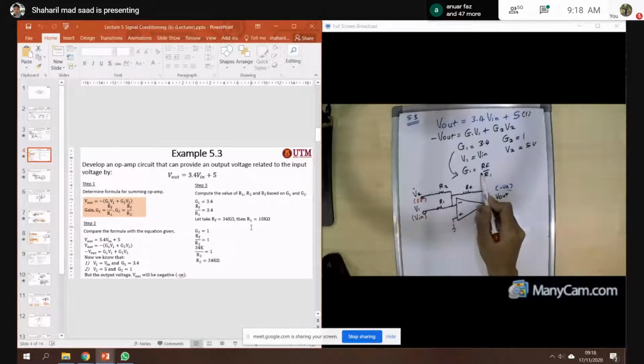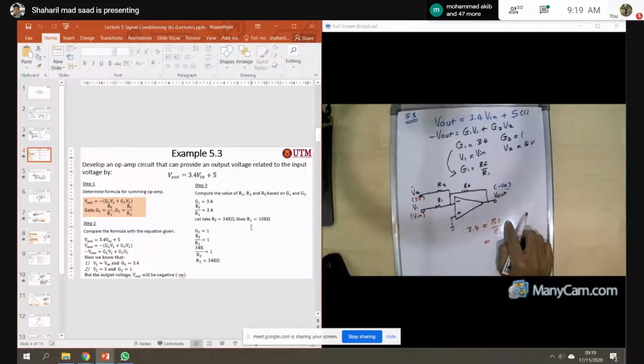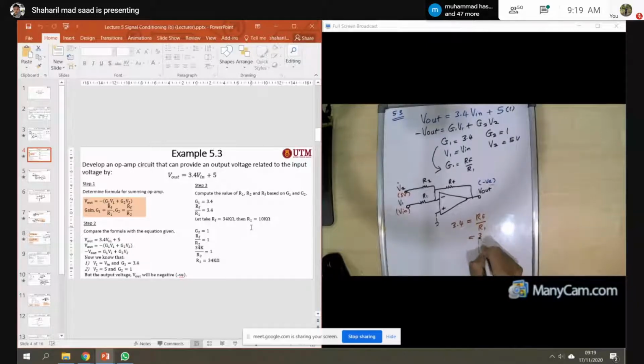How about RF and R1? You can get it from G1. So G1 you got is 3.4 equal to RF over R1. So let's choose the value of RF here: 34K divided by 10K, so you get back 3.4. That means the value of RF you can use is 34K, and for the value of R1 you can use the 10K. Okay, done.